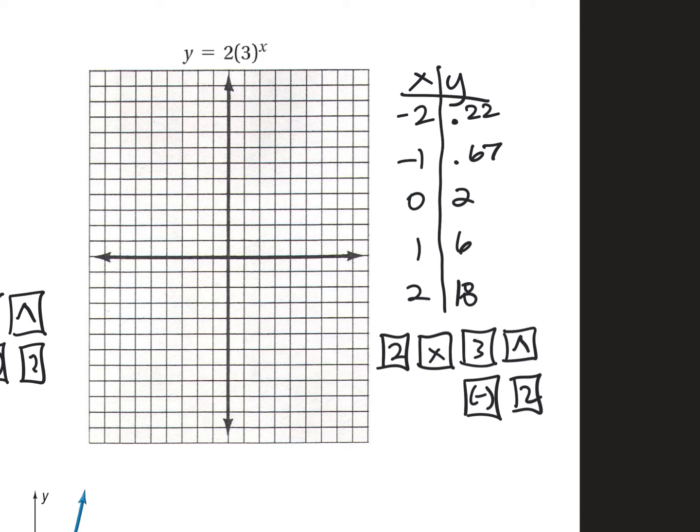Okay, so now I graph -2. I go left 2. I go up 0.22, about right in there. I'm going to go left 1, up 0.67. Try and get up about 2/3 of the way. The ordered pair 0 and 2, like so. And then the ordered pair right 1, and I'm going to go up 6. And you notice how this one's climbing a lot faster now.